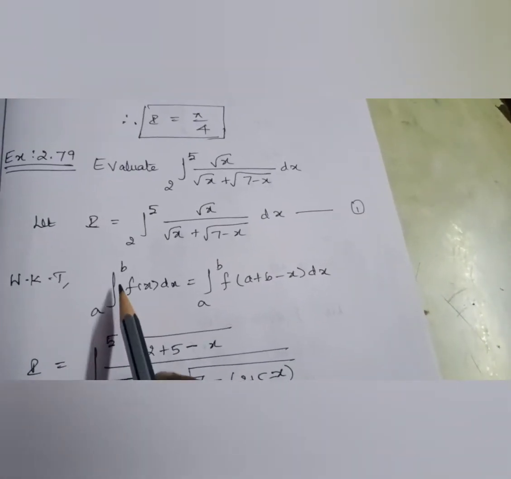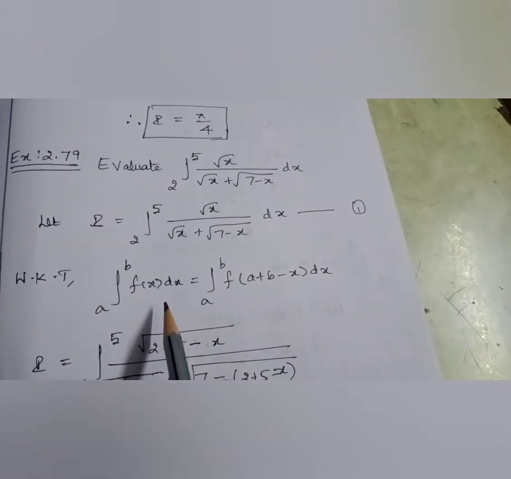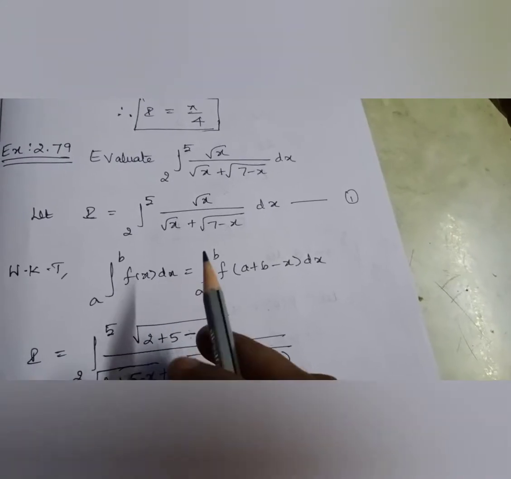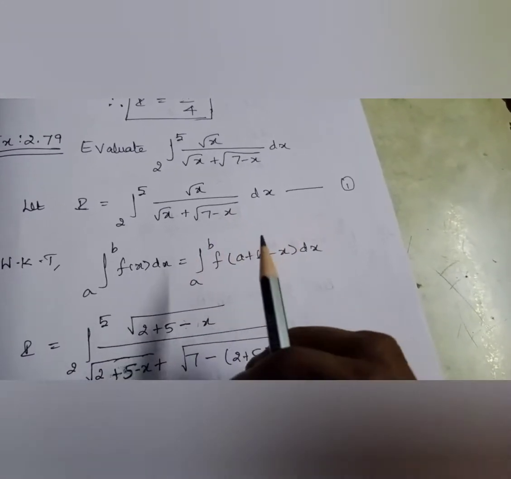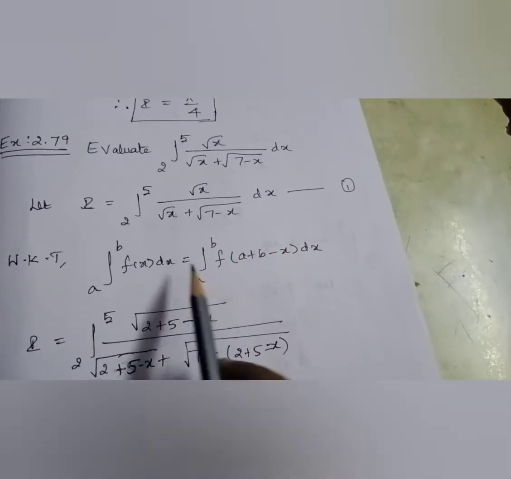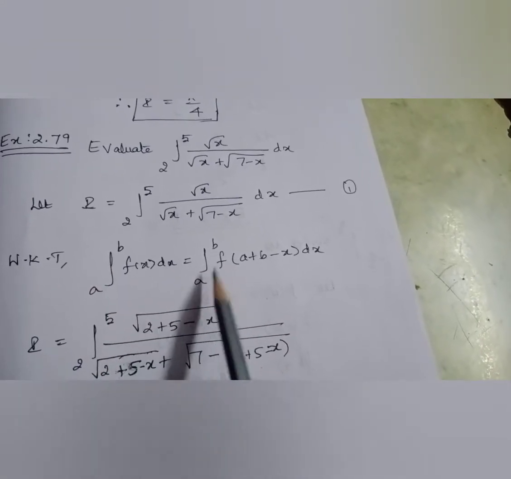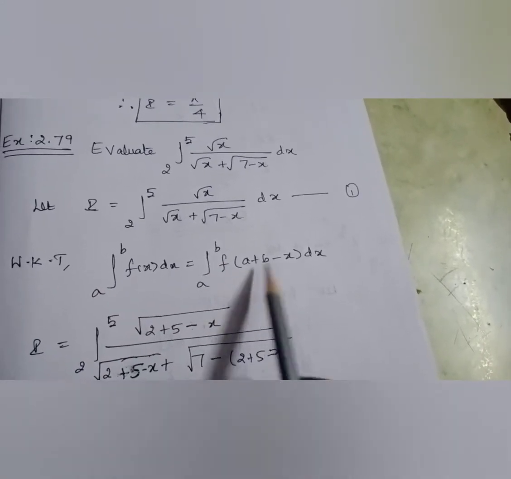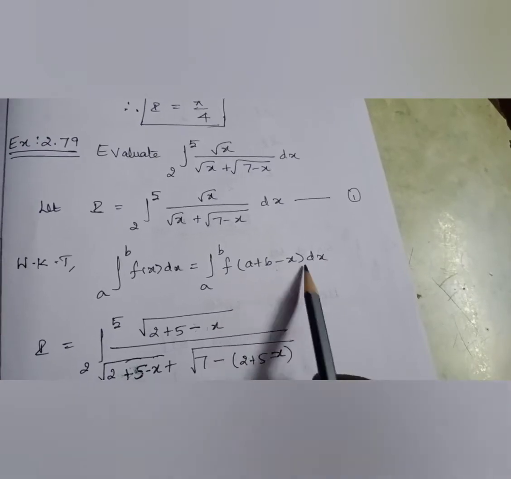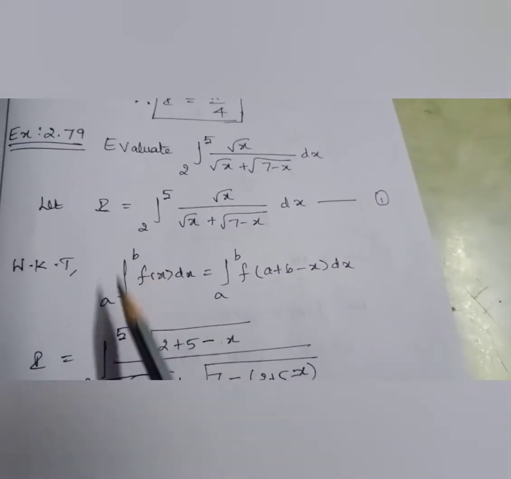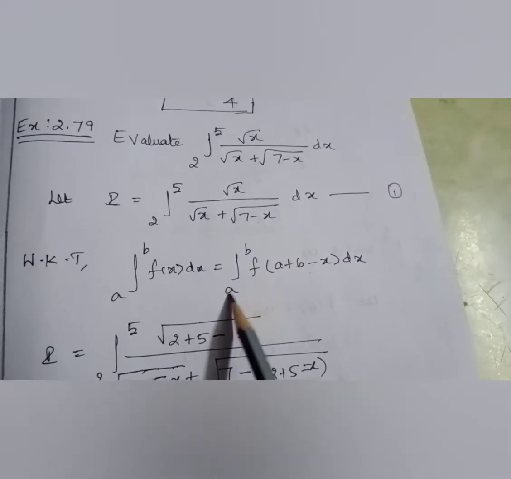Again, we know this property, a to b. That's why I told you this property is very important. This property and the next property, that is finding whether it is an even function or odd function and then going ahead, that property is also important. So integral a to b f of x dx is equal to integral a to b f of a plus b minus x, whatever limits are there. Here it is 0 to a, meaning f of a minus x, and here we will take both the limits together, a to b.